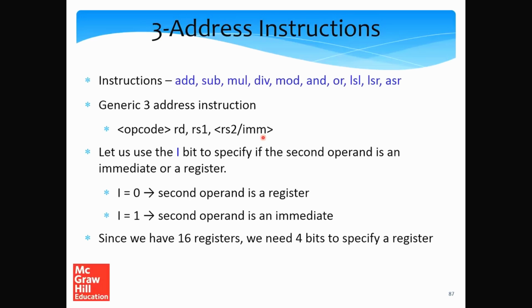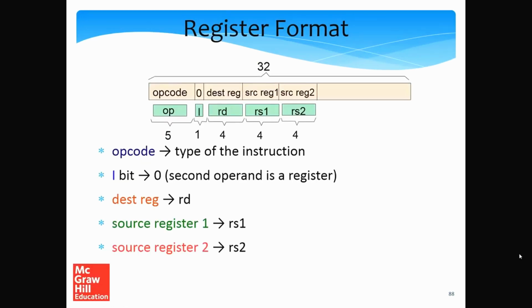So basically, this is one extra bit that we need to accommodate in our instruction format, and its only role is to say whether the second operand is a register or an immediate. After that, we need to encode the value of the registers. Since you have 16 registers, we would need 4 bits to specify a register. So we'll see what the format looks like in the next slide.